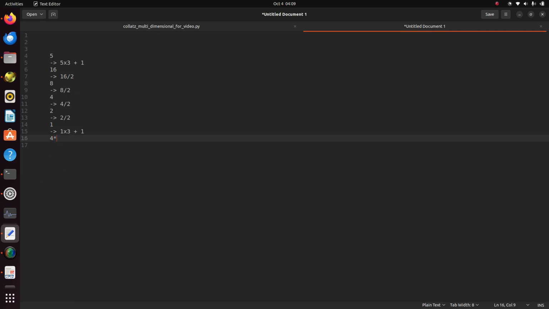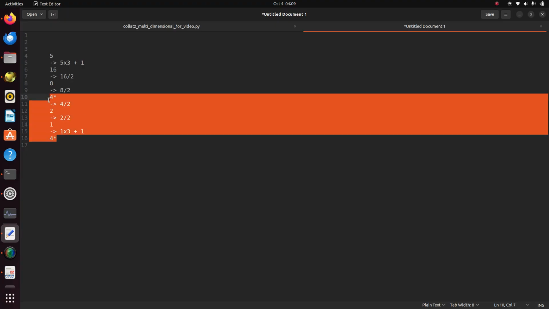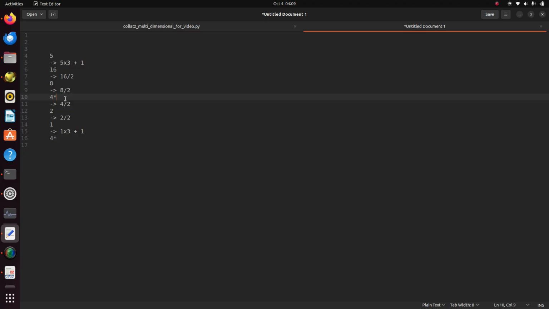So this is the cycle, and I believe people have tested some really large numbers, and they all come back to this cycle for the Collatz conjecture. But nobody can prove that that happens for every number. People think that it does, but we don't know.